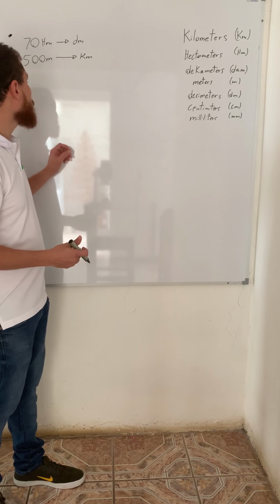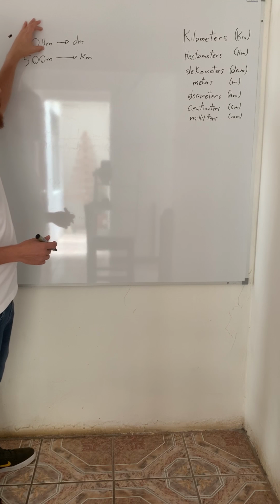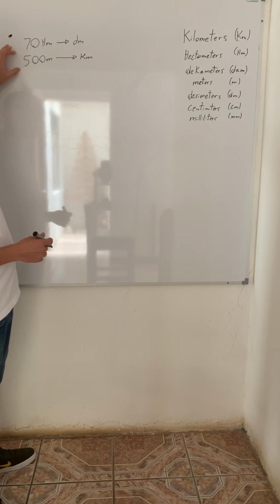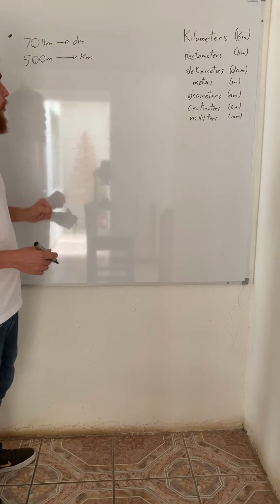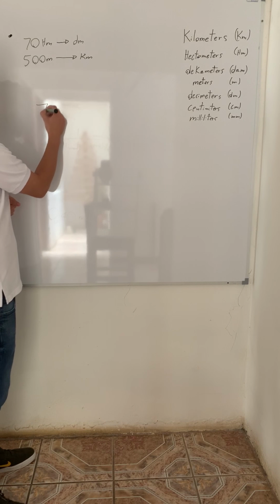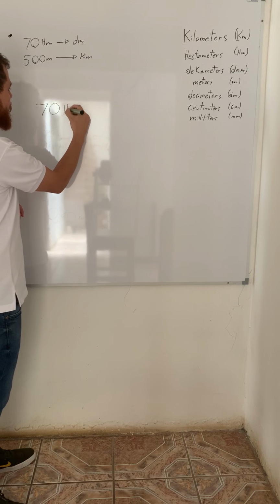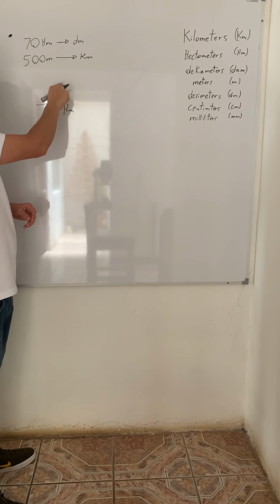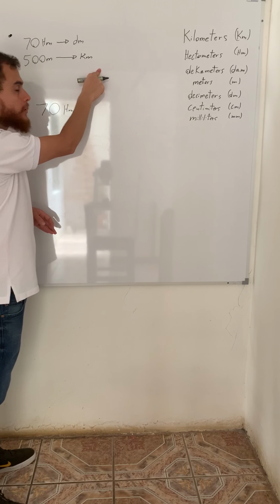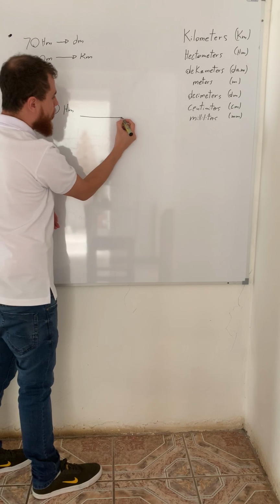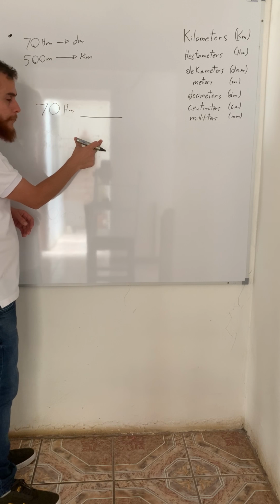So for our example, we're gonna change 70 hectometers to decimeters, and we're gonna change 500 meters to kilometers. So what we're gonna start doing is the following. I'm going to write down the amount that I'm given. I'm going to write down the unit, and the arrow represents the unit that I'm coming from to the one that I'm going to. So I'm gonna make a line, like a fraction. So we're going to place things on top and below.